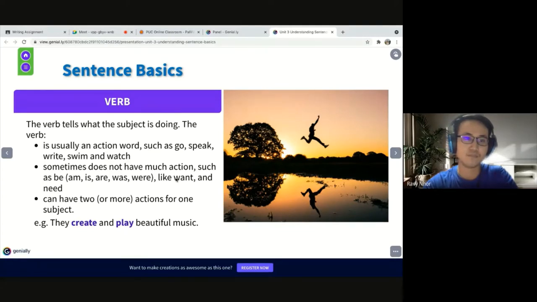And another verb can have two or more actions for one subject. You can look at the example below: They create and play beautiful music. So these two verbs, the subject pronoun they, do two actions. It means the subject does two actions: they create and also play.